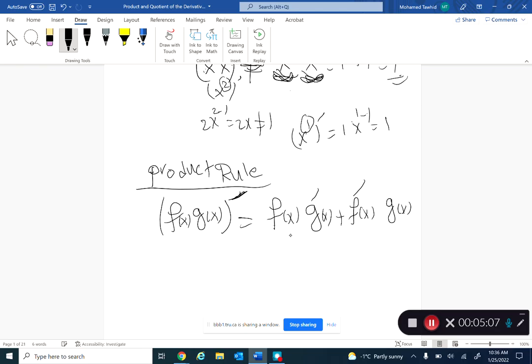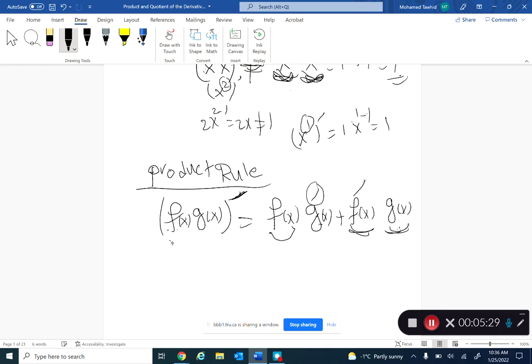So what I'm writing here is f of x, the original function f, times the derivative of the second, plus the derivative of the first multiplied by the second. It's like you interchange your prime: fg, with one prime on the second one, and one prime on the first one.